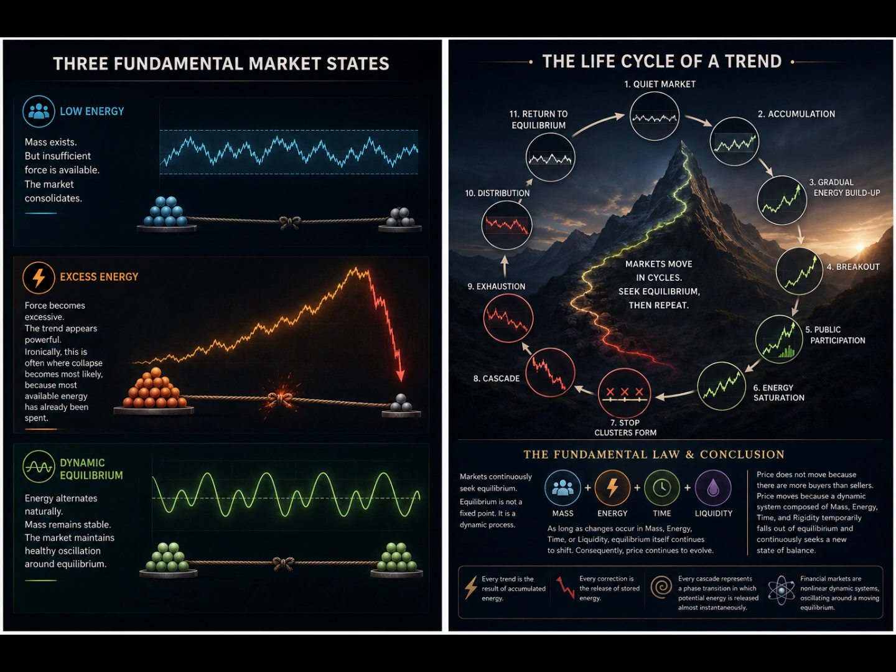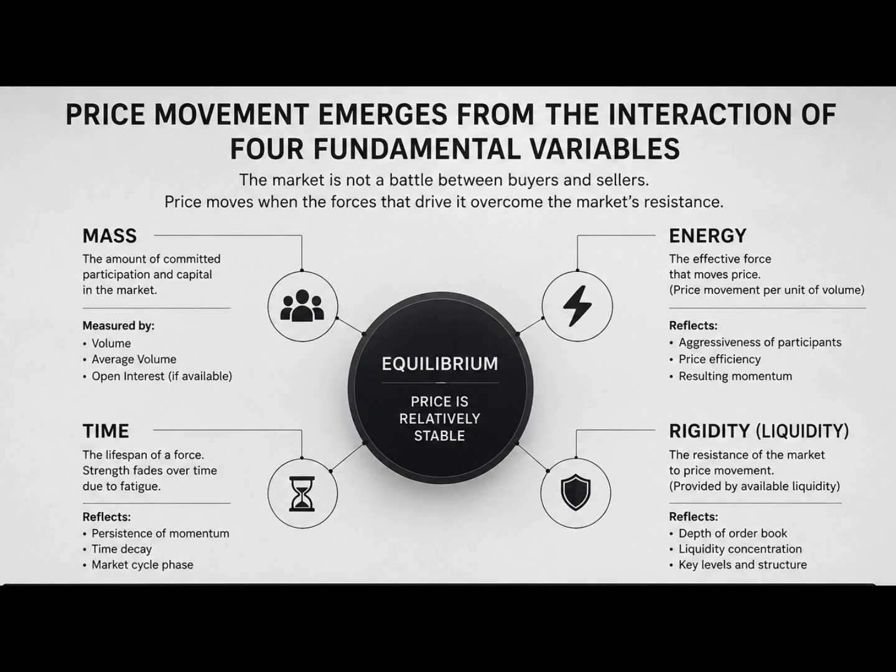Ultimately, financial markets are neither completely random nor perfectly deterministic. They behave as nonlinear dynamic systems, continuously oscillating around a moving equilibrium, where every change in mass, energy, time, or liquidity reshapes the state of the entire system. In conclusion, markets are not driven by price. Price is only the visible result. The real story is written by mass, energy, time, and liquidity. When you learn to read those forces, price stops looking random and starts looking like physics.